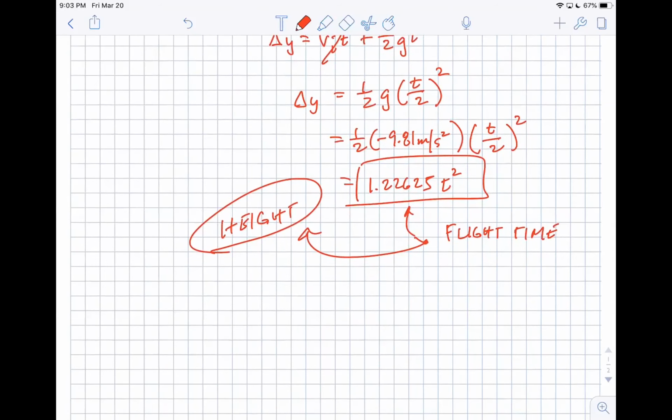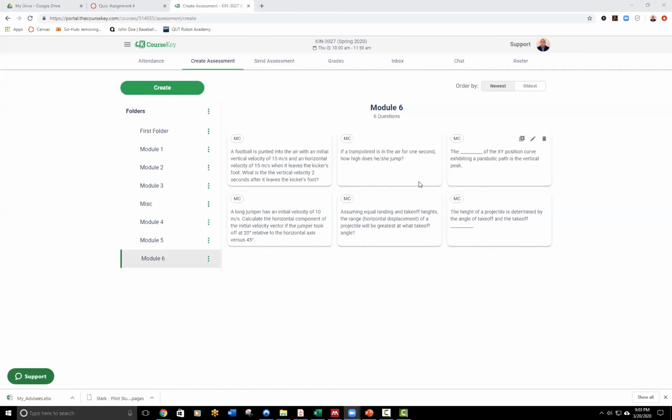Okay. So let me switch real quick back to Korsky because I think it's important. And we can work out this problem together. Let me go ahead and share. I think it's this one. Here, voila. So here we have, if a trampolinist is in the air for 1 second, how high does he or she jump? Right? It looks like a pretty simple problem here.